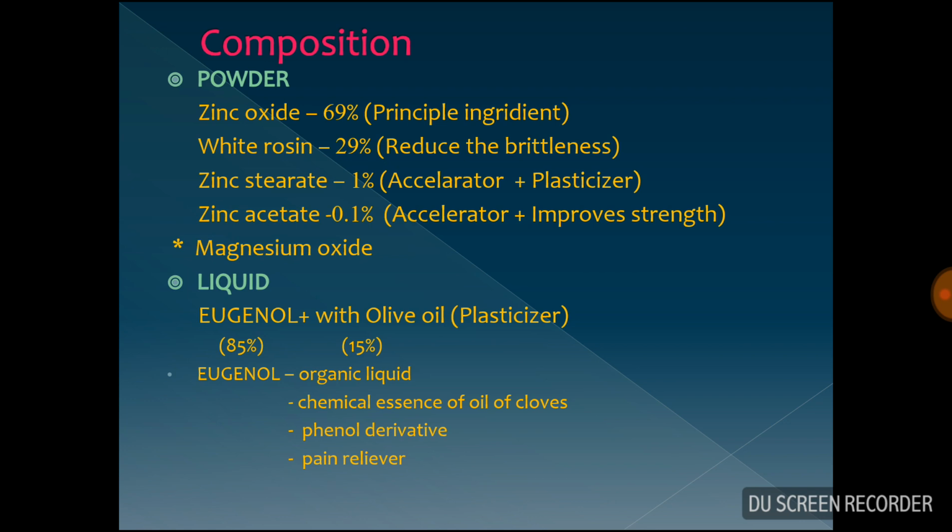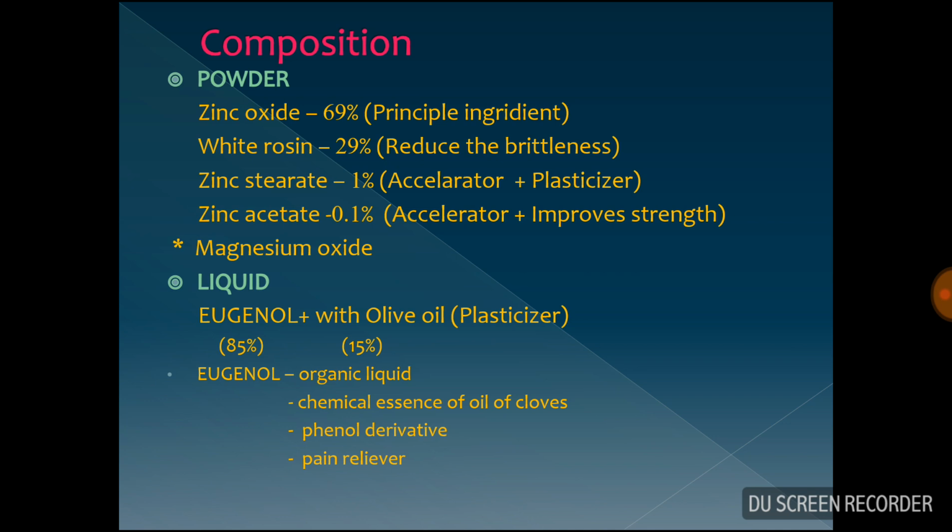Composition. The powder contains 69% zinc oxide, which acts as the basic ingredient; white rosin, which contributes 29% of the cement and reduces the brittleness; zinc stearate, 1%, which acts as an accelerator and plasticizer; and zinc acetate, 0.1%, which acts as an accelerator and aids in improving the strength. Trace amounts of magnesium oxide are also added.